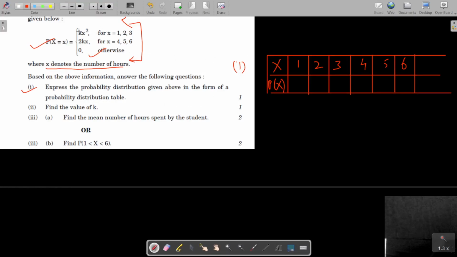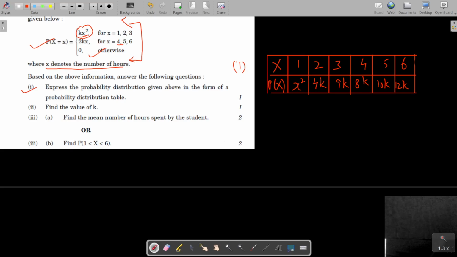So if I put x as 1, this gives me k. And if I put x as 2 in this, 2 squared is 4, so this is 4k. And if I put 3 here, 3 squared is 9, so 9k. For x equal to 4, 4 twos are 8k. For 5, 5 twos are 10, so this is 10k, and 6 twos are 12k. So this is the probability distribution based on the table, where we just have to put in the value of k and prepare the probability distribution table.